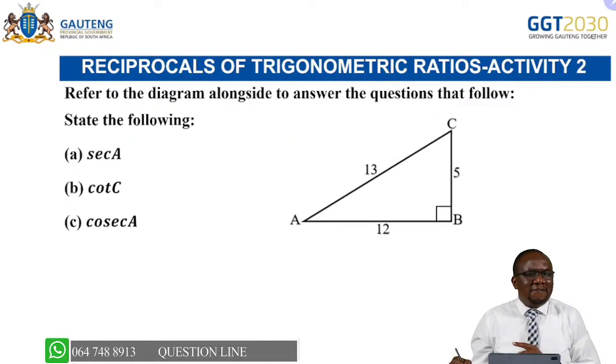Now, the next activity, you mustn't lose any mark. Grade 10s, you mustn't lose any mark. Please, we have done this thing. We're repeating the same thing. But now we're just using numbers instead of the variables, okay? Right, I want you to write sec A, cot C, cosec A. I'm going to give you 3 minutes.